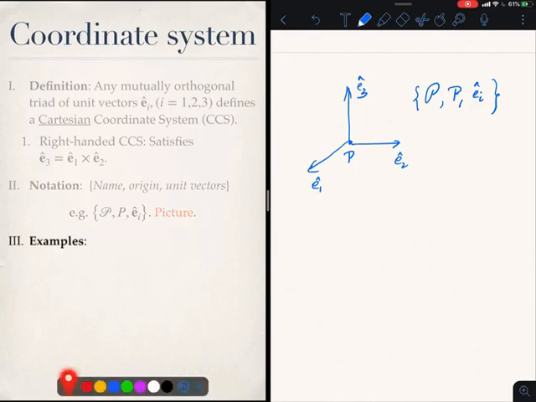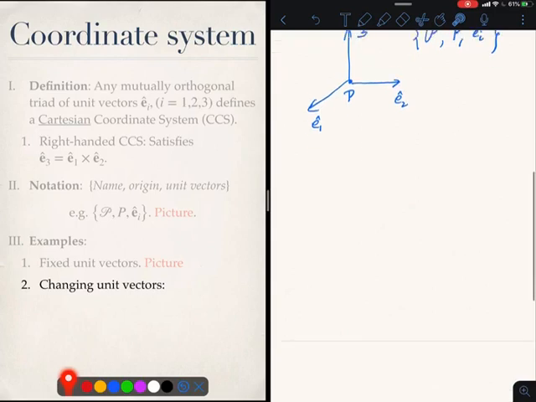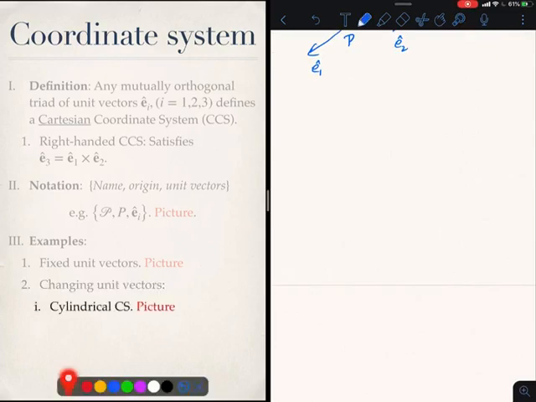So let me give you some examples of common coordinate systems. This coordinate system we are already familiar with. It's a coordinate system with fixed unit vectors. But there are other coordinate systems which we have used in the past which have unit vectors which change. One of them, for example, is the cylindrical coordinate system. The way we define a cylindrical coordinate system is that we first fix an axis in space. Let's call that axis EK.